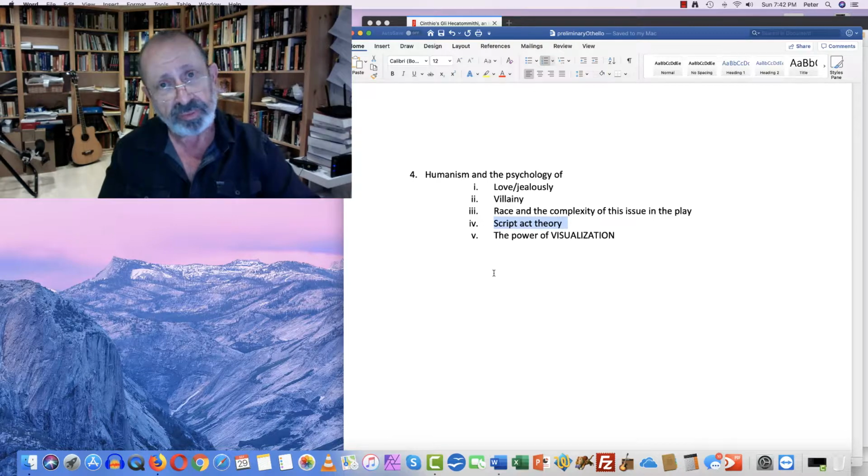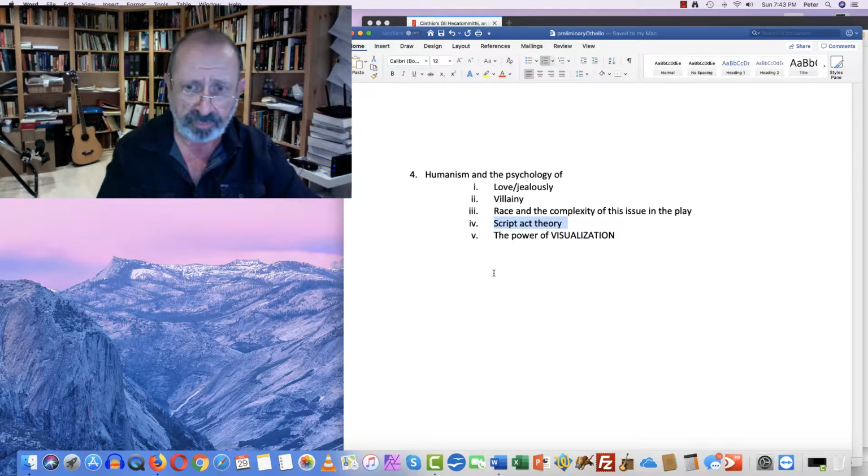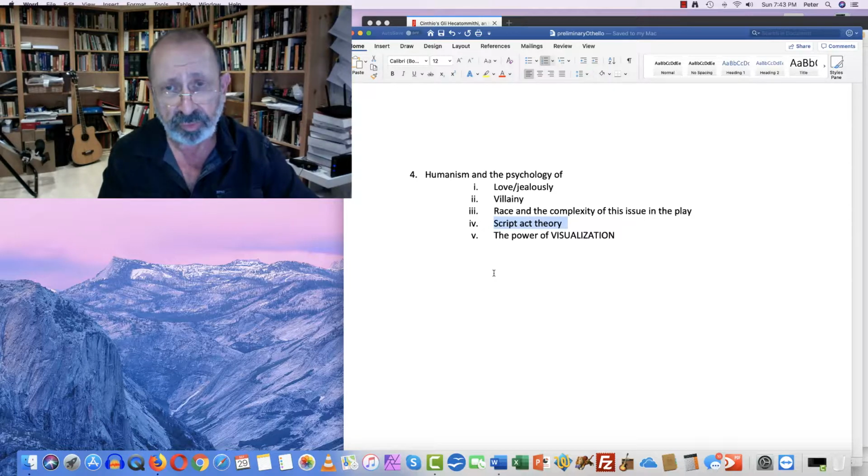So script act theory says, I know what the words say on the page, but the actors can change that meaning by tone of voice, by cadence, by body language. There's so many different ways to interpret the play. Let me put it to you one more way. Script act theory says there is no text. I'll say it again, there is no text.